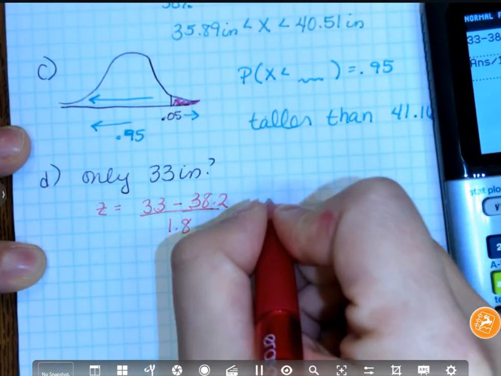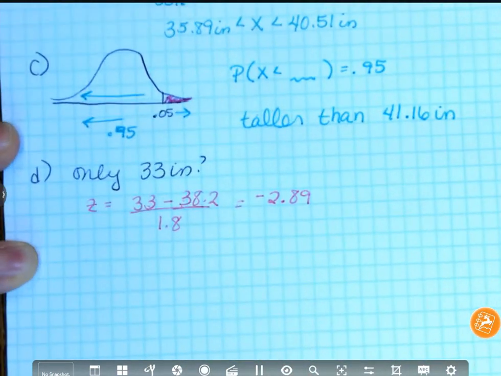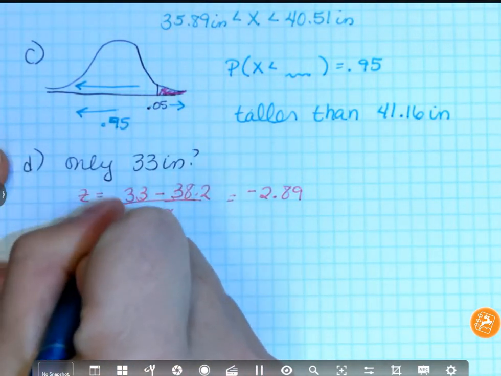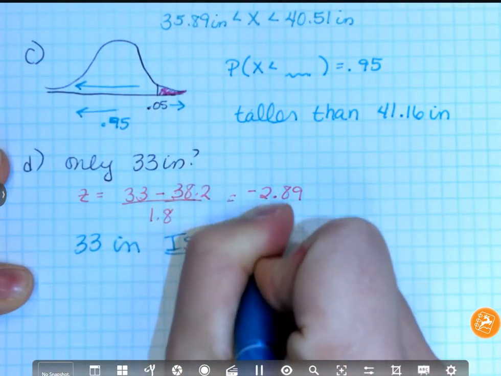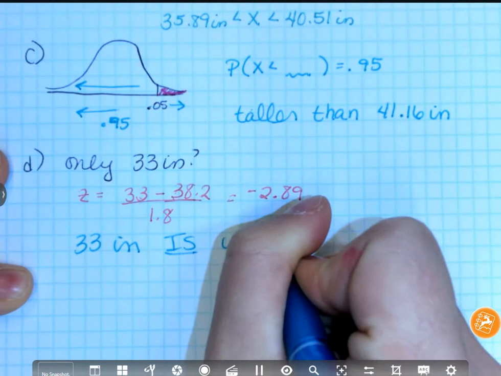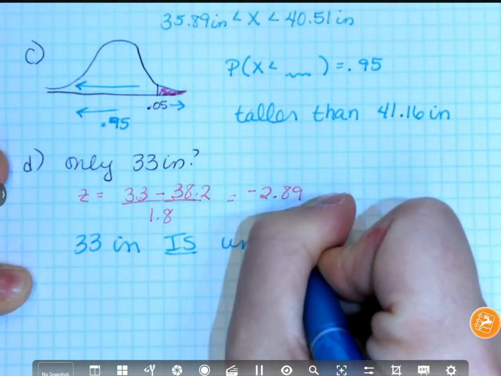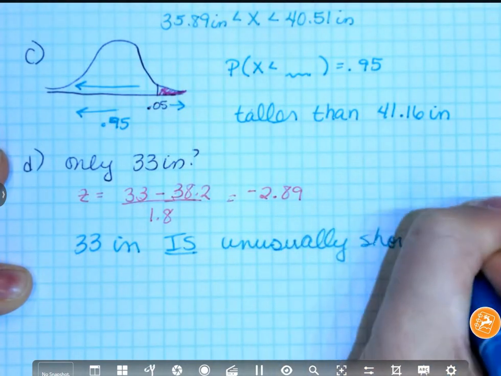So I get negative 2.89 standard deviations. Should you be surprised if you get something that's negative 2.89 standard deviations away? Yeah. So then that means I can say 33 inches is unusually short. Dude, I just forgot how to spell unusual. Oh, happy Friday.